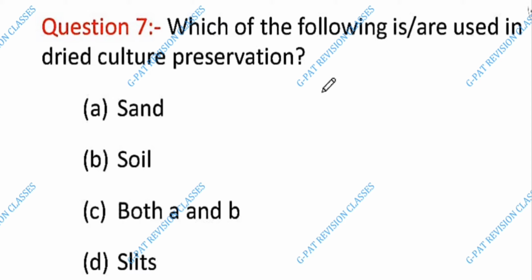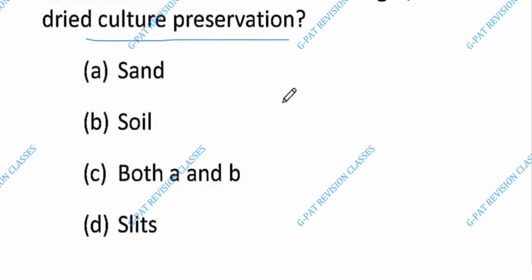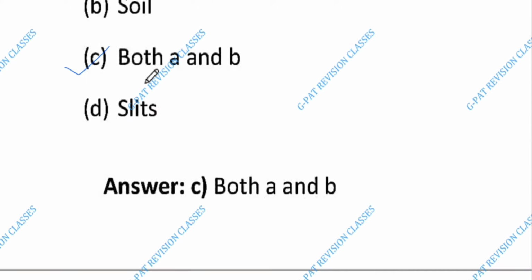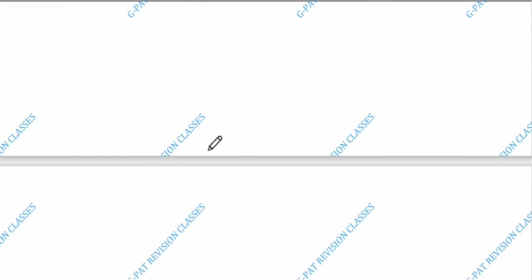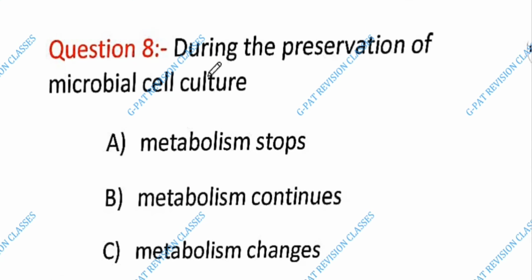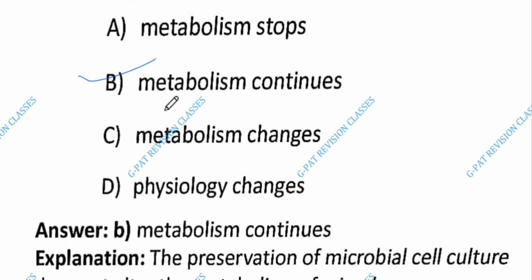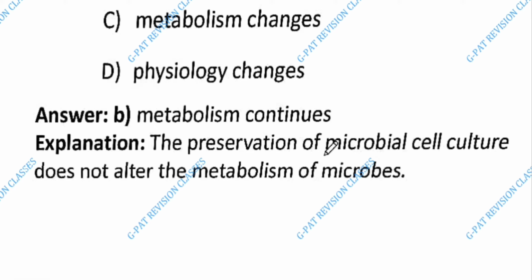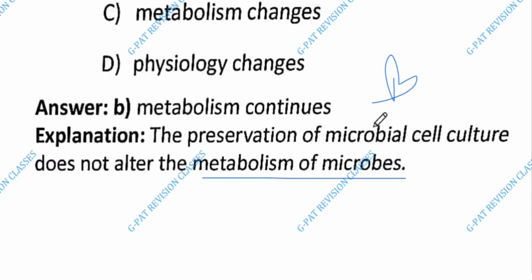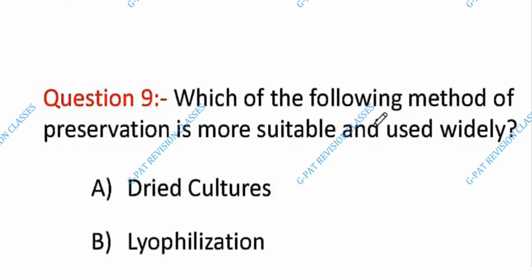Okay. Next is seven question number. Which of the following is used dried culture preservation? The answer is C. Both A and B. A is sand, B is soil. Okay. Next is eighth question number. During the preservation of microbial cell culture, the answer is B. Metabolism continues. Explanation is the preservation of microbial cell culture does not alter the metabolism of microbes.